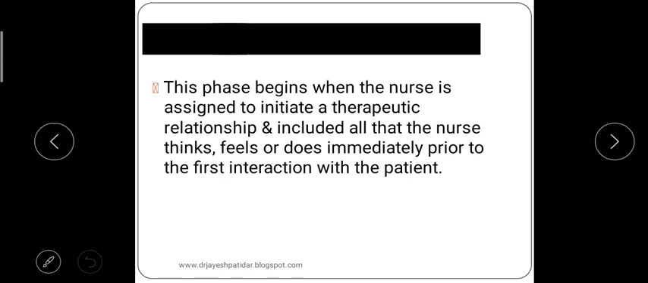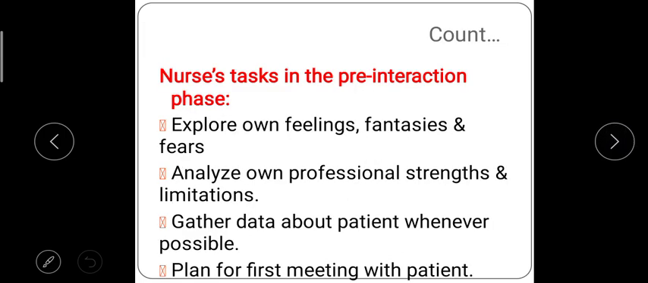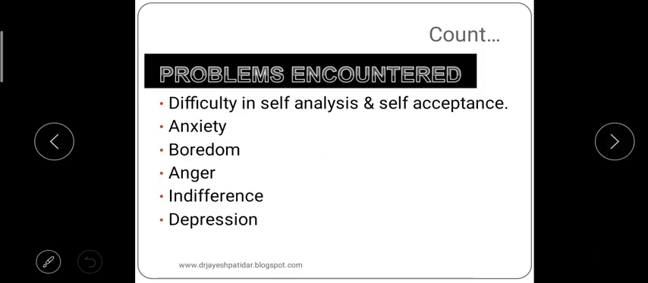This phase begins when the nurse is assigned to initiate a therapeutic relationship, where we start the planning for the interaction. It is a preparatory phase, so we have to plan for it. What are the tasks in the pre-interaction phase? Explore own feelings, fantasies, and fears. Analyze own professional strengths and limitations. Gather data about the patient whenever possible. Plan for the first meeting with the patient.